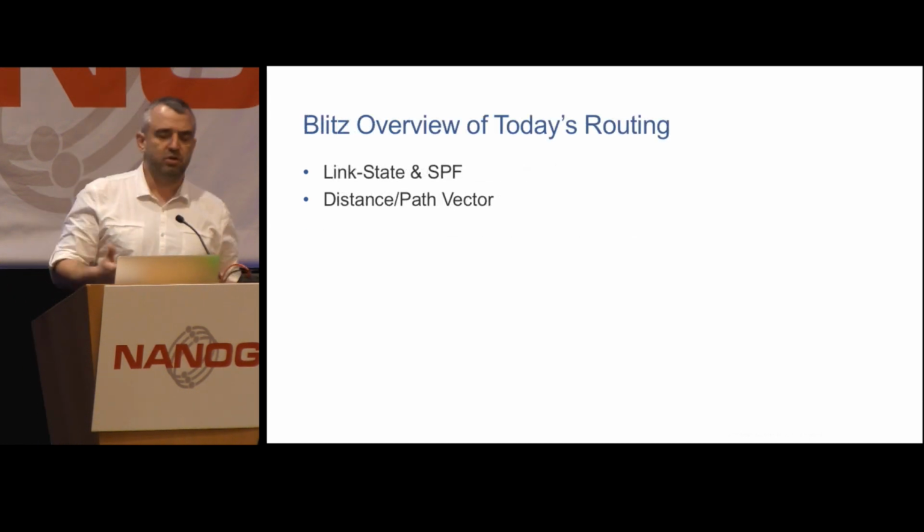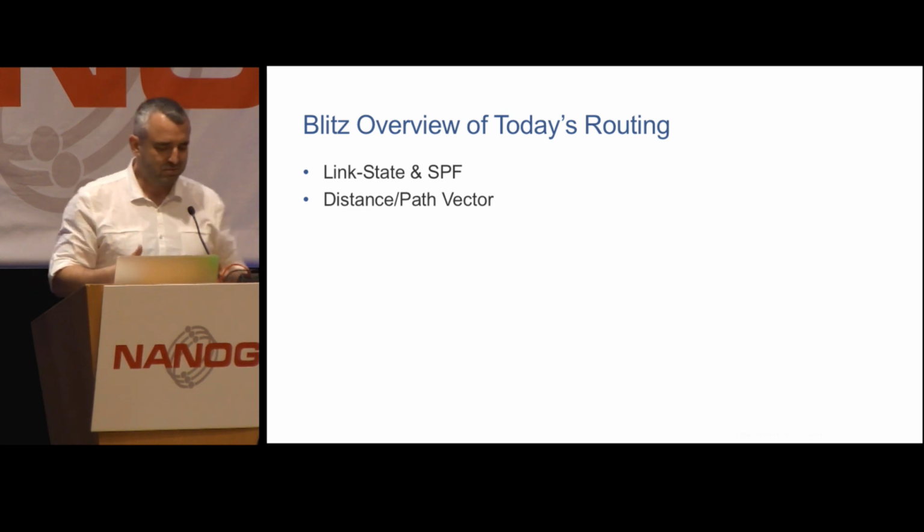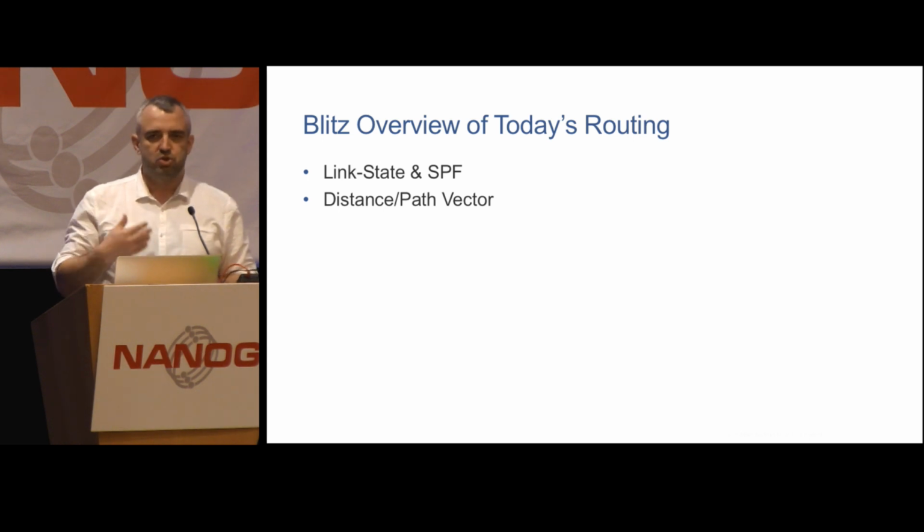We have generally two kinds of routing protocols today. One is link state, where we use shortest path first, or Dijkstra, to resolve the graph problem. And the other is path or distance vector protocols.